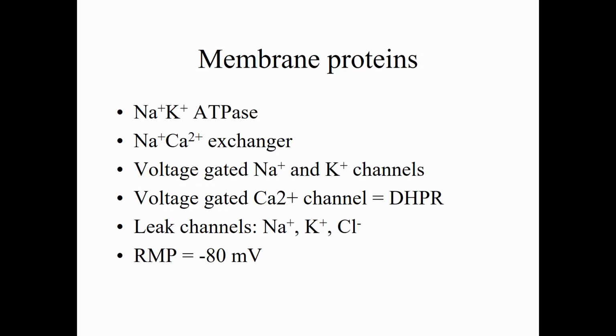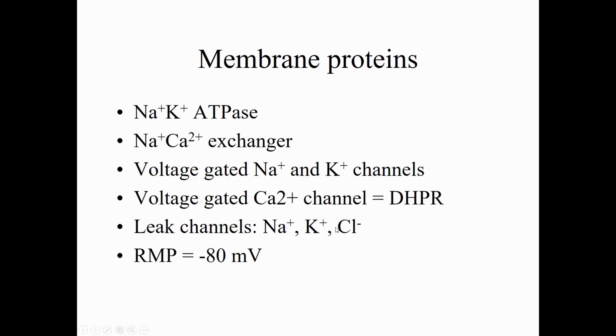So this protein, though it is a calcium channel, is also called the dihydropyridine receptor, and it's very important for excitation-contraction coupling. We have leak channels for sodium, not very many. We have lots of leak channels for potassium, quite a few, and as potassium leaks out of the cell, we generate a negative resting membrane potential.